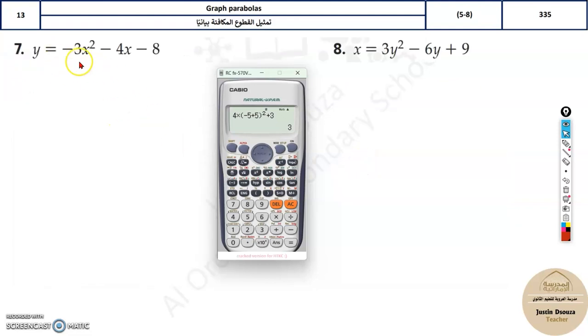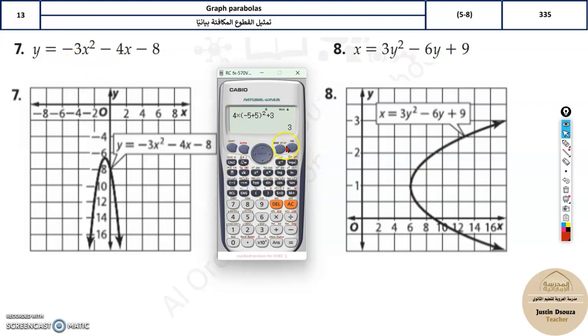Now, one more way would be, see, now this is general form. So what you can do is go to mod 5 and 3 and solve this equation. It will be minus 3, minus 4, minus 8. And now, okay, there is imaginary solution. That means there is no solutions. And yes, that's correct. There is no solution. It does not touch the x-axis.